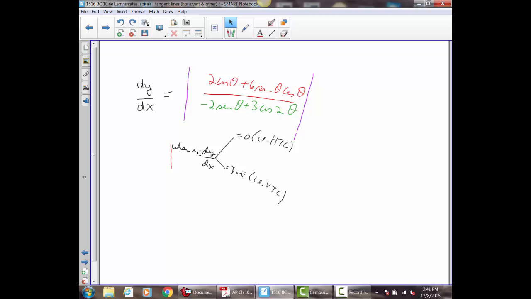And therefore, when this derivative is equal to 0, you'll have a horizontal tangent line. When it does not exist, you'll have a vertical tangent line.